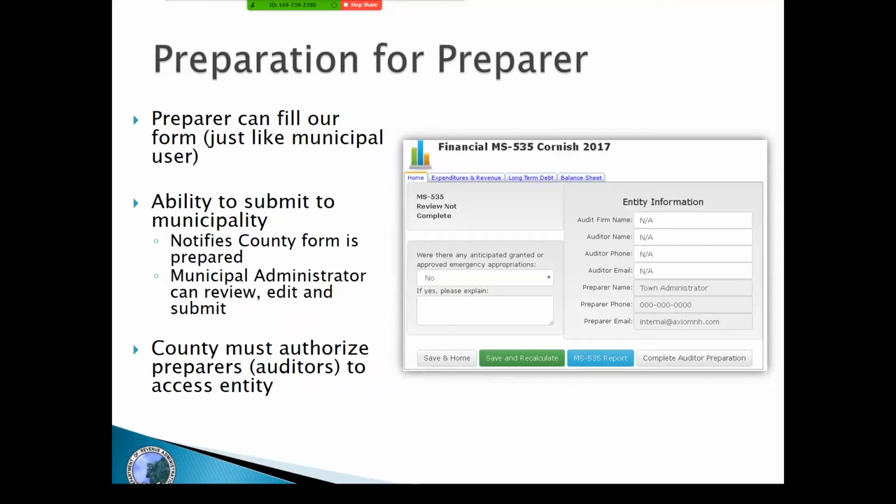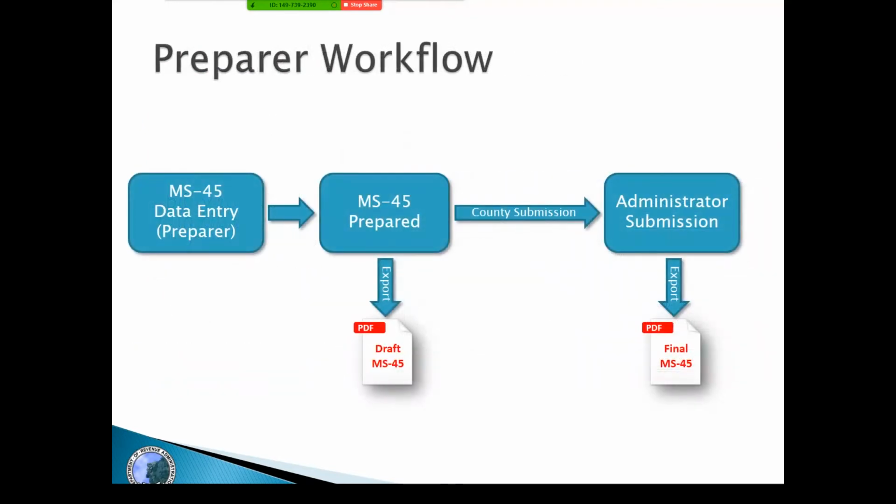So they can fill out the form just like a regular user. And when they submit it, they'll complete their auditor preparation, and that will notify you that the form has been prepared. At that point, you can log in, review, edit, and submit the form. And again, we'll look for an email from somebody at the county requesting that a particular audit firm be given the access to the county. So if we look at the workflow, your preparer, if you're using one, would go in and prepare the 45.